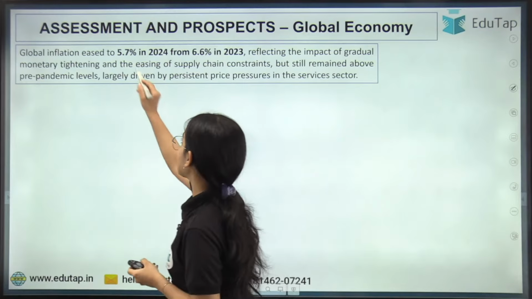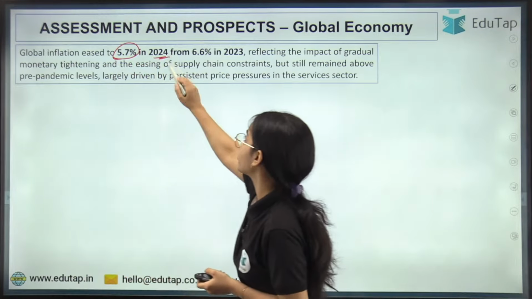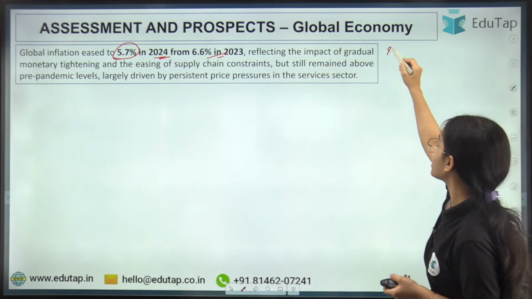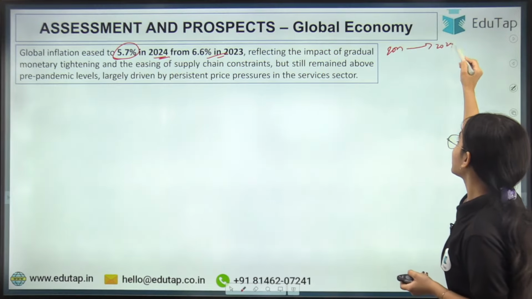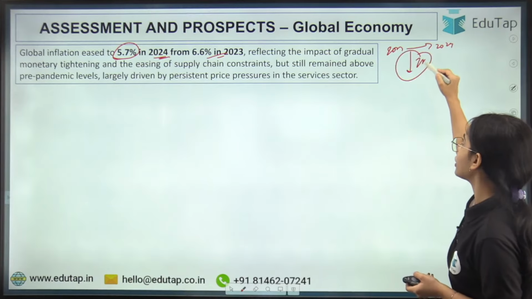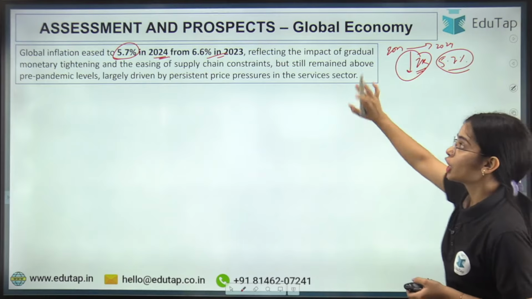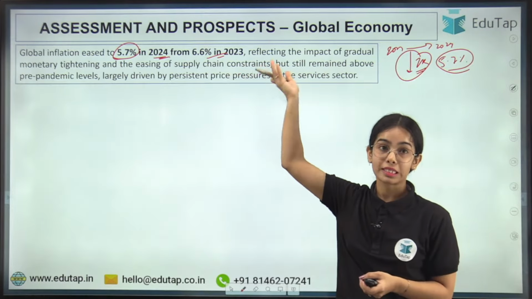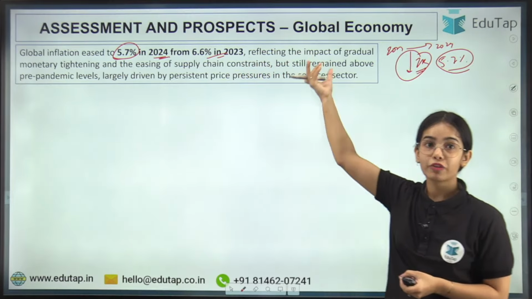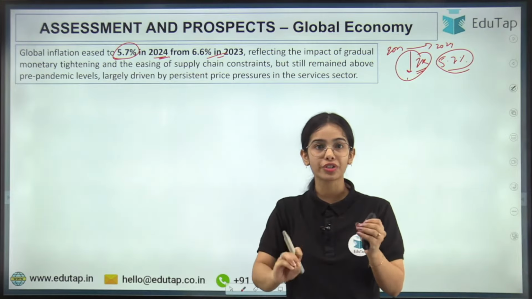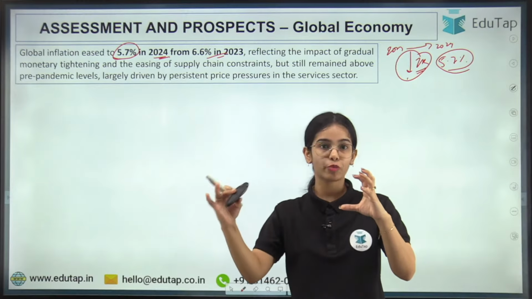Global inflation eased to 5.7% in 2024 from 6.6% in 2023. So you can understand that from 2023 to 2024, there is a decline in the inflation rate, but still the inflation rate is at 5.7%. This is a problematic situation because the inflation is still higher. Now, first of all, how did the decrease happen in the inflation rate from 6.6% to 5.7%?